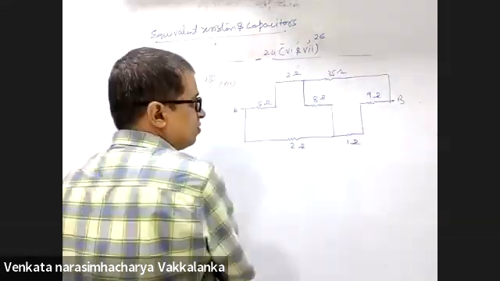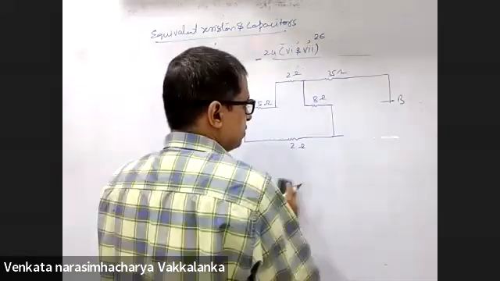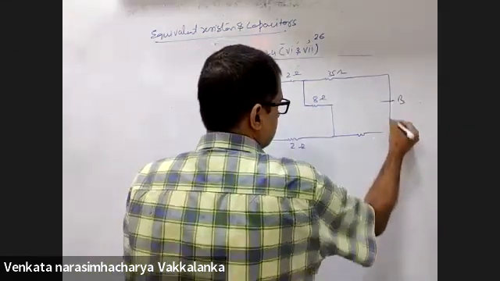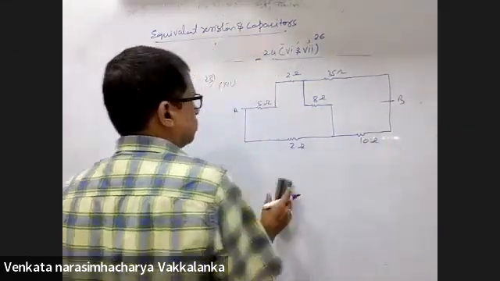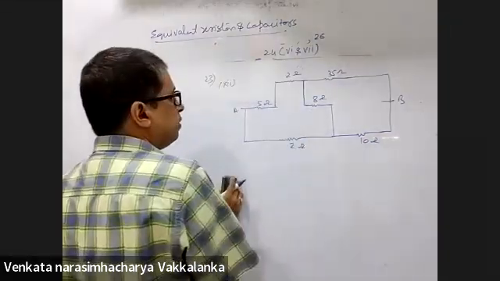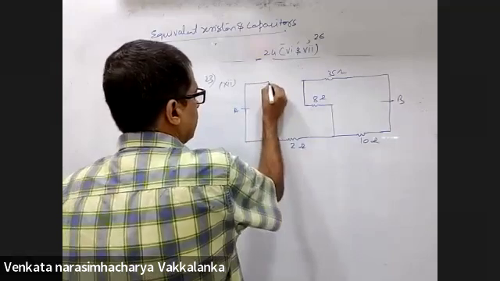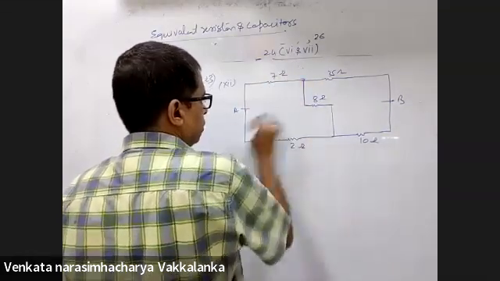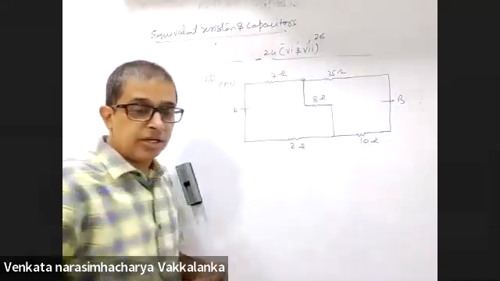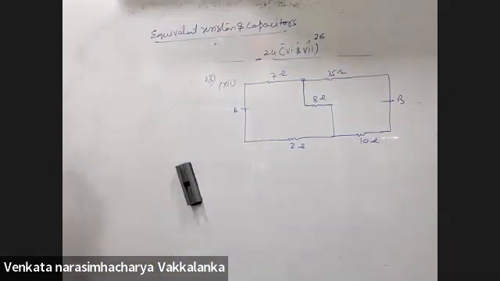1 and 9 are in series. Do you agree with that? Yes, sir. And 5 and 2 are in series. Do you agree with that? Yes, sir. Can you see anything? Sir, 8 is the Wheatstone bridge. Resistor bridge.